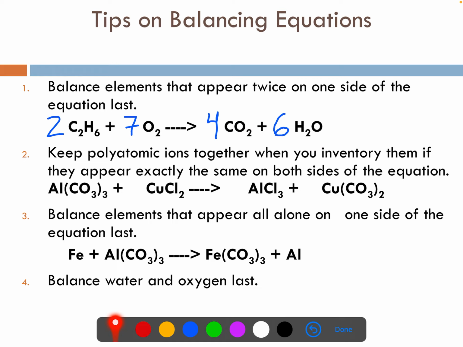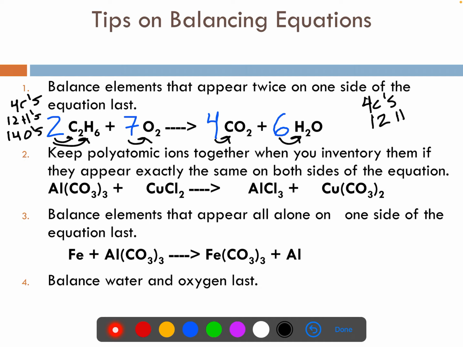Finally, you can always check your work. You can always say, all right, there's 2 times 2 or 4 carbons on this side, 2 times 6 or 12 hydrogens on this side, and 7 times 2 or 14 oxygens. And I want to make sure that I also get 4 carbons on this side, which I do. I get 12 hydrogens on this side. I get 6 plus 4 times 2 is 8, or 14 oxygens.